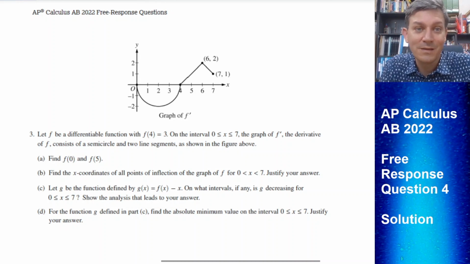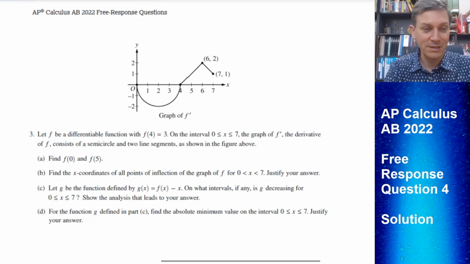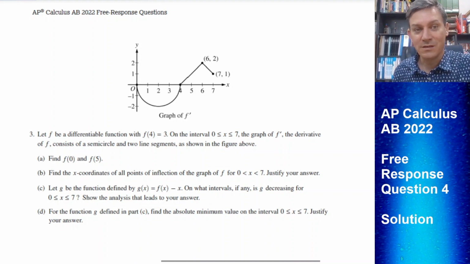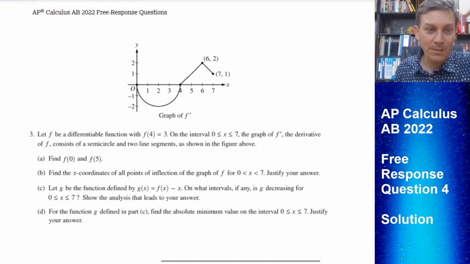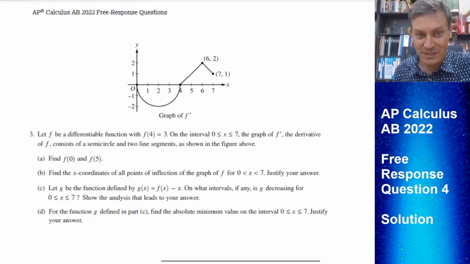Hi everyone. So in this video I'm going to do the solution to question 3 of the AP Calculus AB 2022 free response exam. Okay. So this is one of the questions that is not allowing use of a calculator. Okay, so you're presented with a graph, and this is a graph of the derivative of some function f.